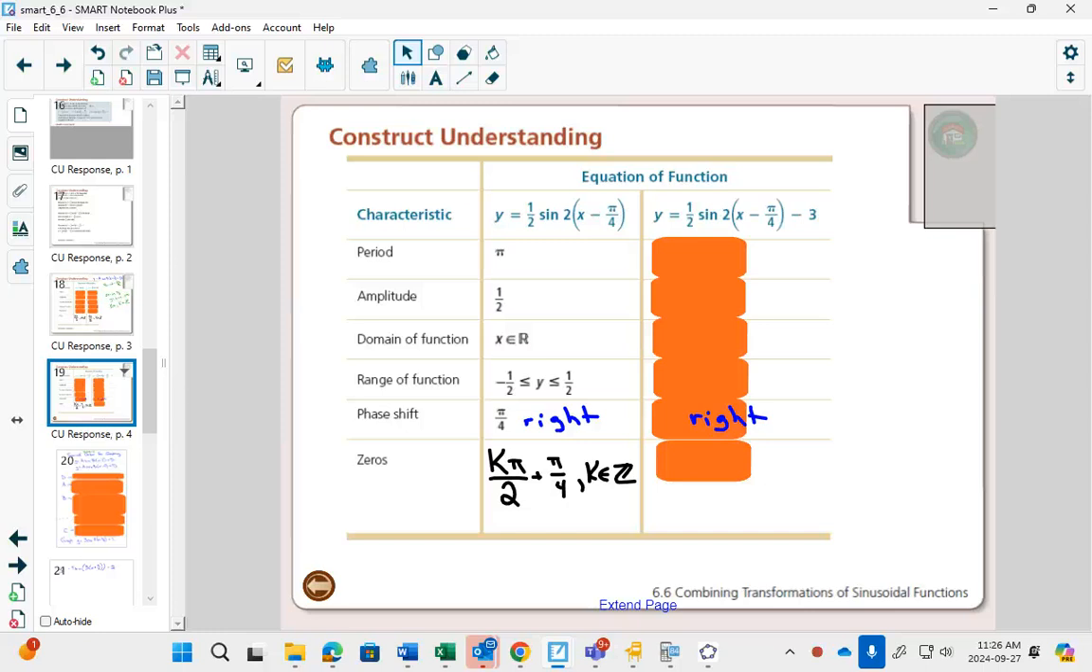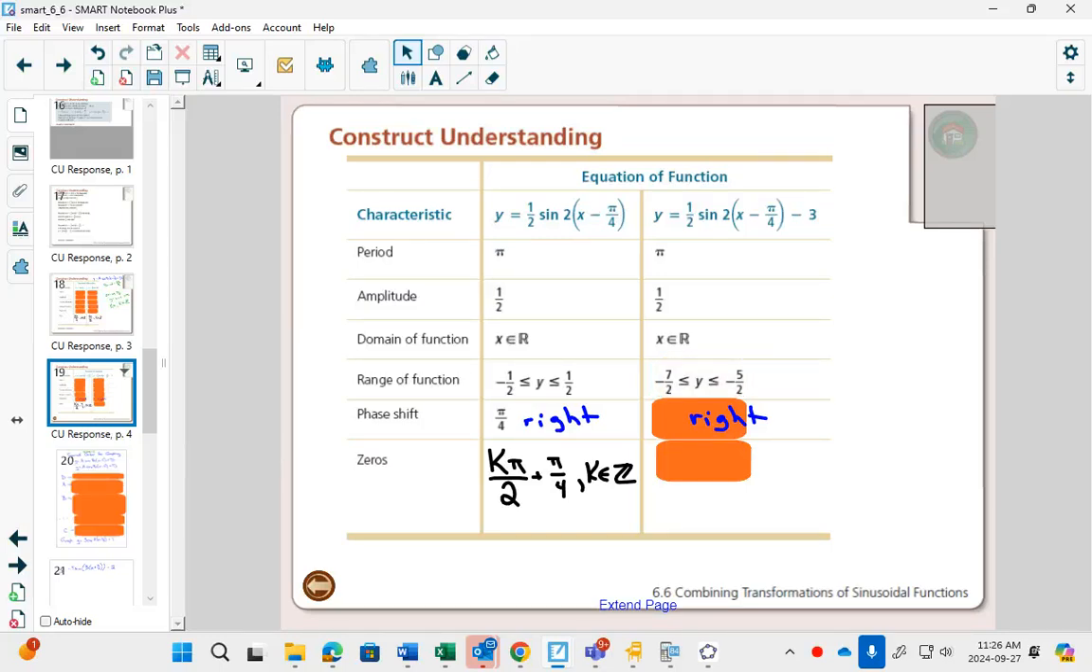And for the last one, period's still pi. That's just based on your b value. Amplitude is still a half. That's based on your a value. Domain is still everything. But now we have this minus 3, which is going to move your sinusoidal axis down 3. It moves your center line down 3. If your amplitude is a half, from minus 3 you would go up a half and down a half.